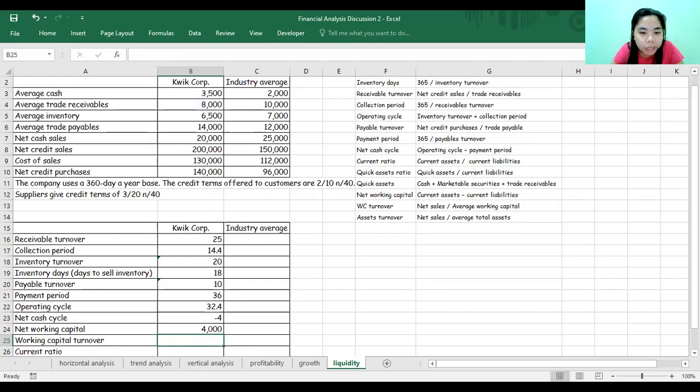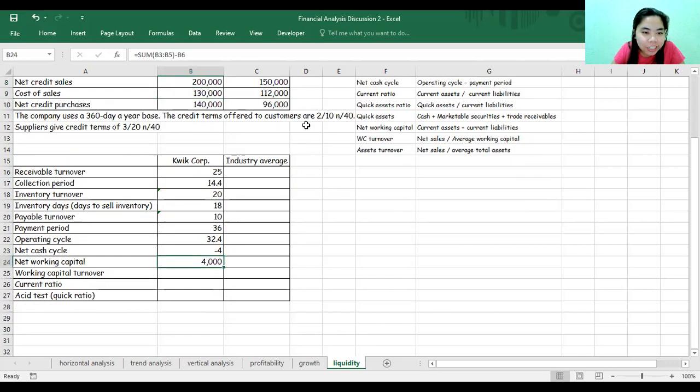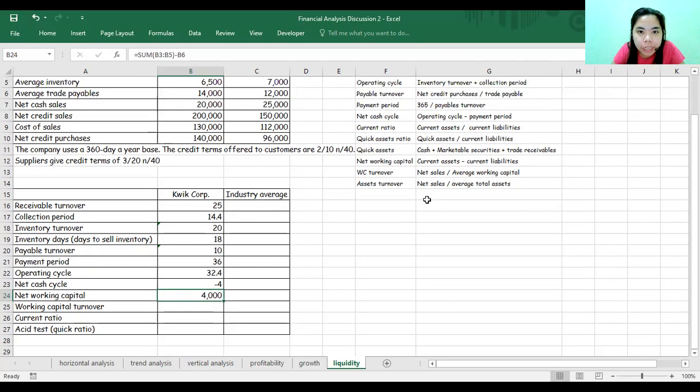So your net working capital is 4 million. So this is expressed in millions. Okay? Tama na siya. It's 4 million. Your working capital turnover is net sales divided by average working capital. So when we speak of turnover, class, sales is the term that is used when we're dealing with turnover. So that's the keyword.